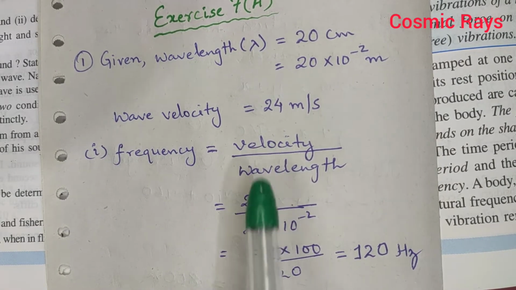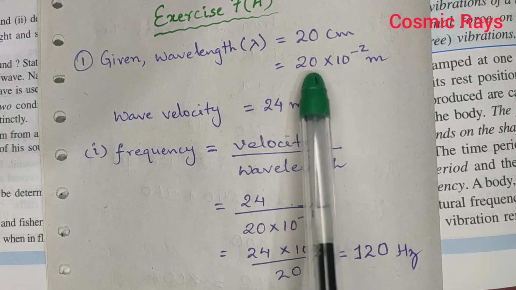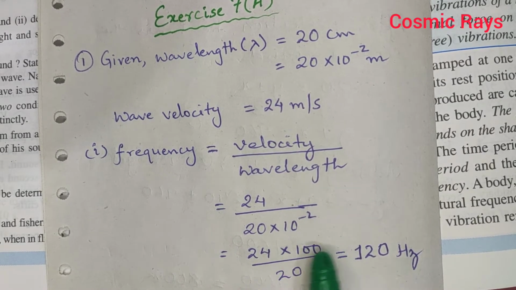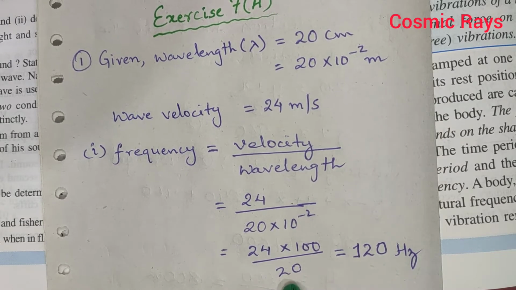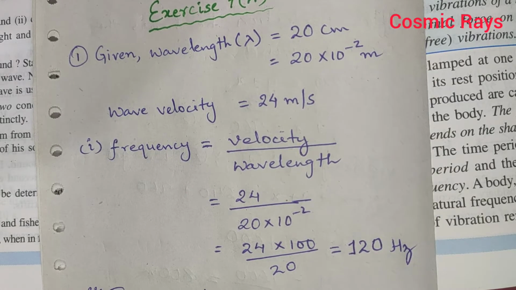So velocity is given to us, that is 24, divided by wavelength has been provided to us, that is 20 into 10 raised to the power minus 2 meters. So this we are writing as 24 into 100 divided by 20. Simple calculation. We get the answer as 120 Hertz.